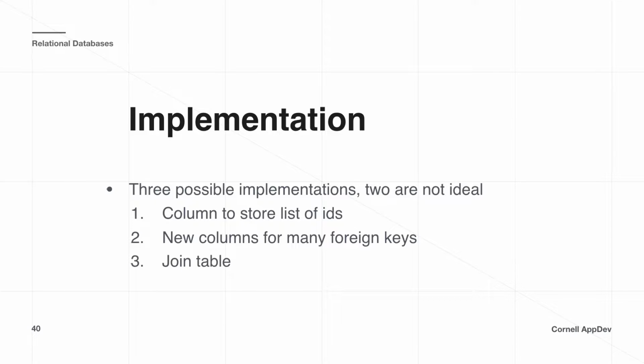So an example of this with tables, we need to talk about implementation. So when approaching a many-to-many table design, there are three main concepts that we could work with, and two of them are actually not ideal. The third one, join table, we'll show last, is the best way to do it, but I want to show the two ways that people may intuitively feel is the best, and show why it's not ideal. So the first one, columns to store a list of IDs.